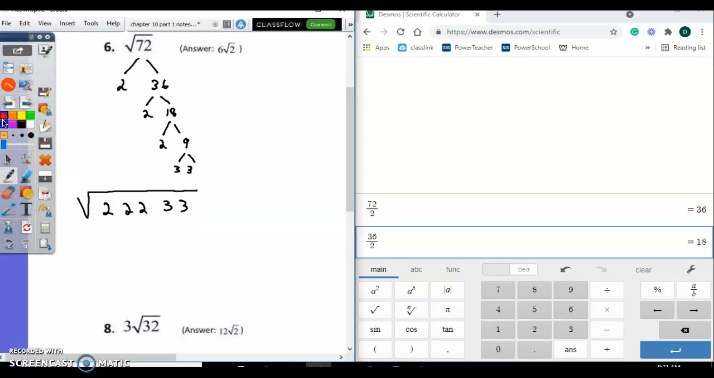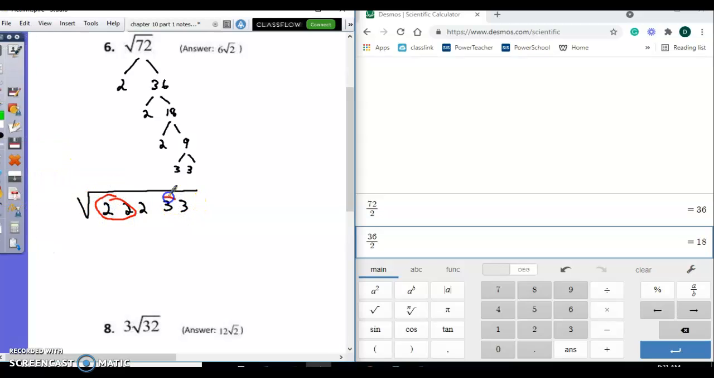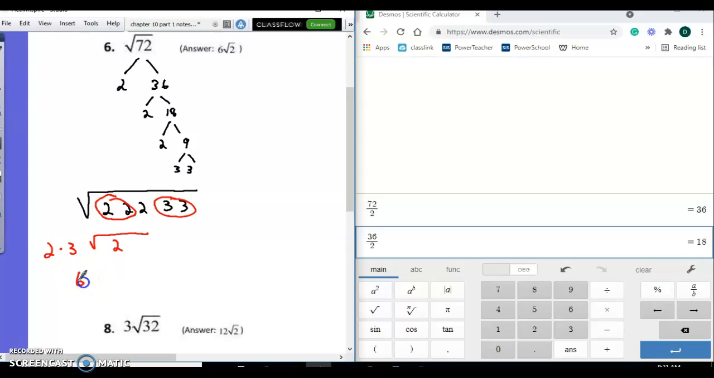And we're looking for pairs. We have a pair of 2's, a pair of 3's. So 2 and 3 come out. The 2 is left over. 2 times 3 is 6, root 2. So that's how we get our final answer. We're looking for pairs.